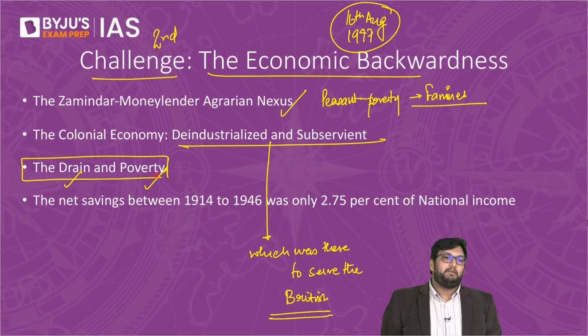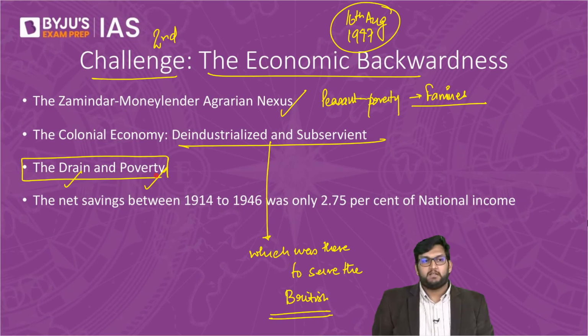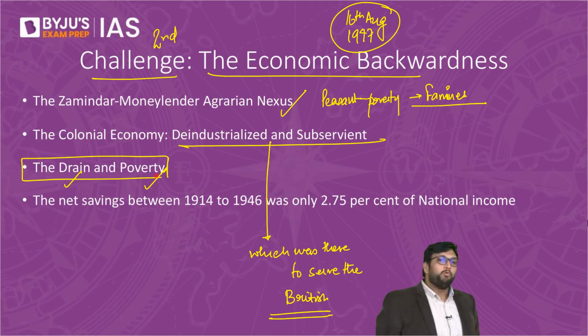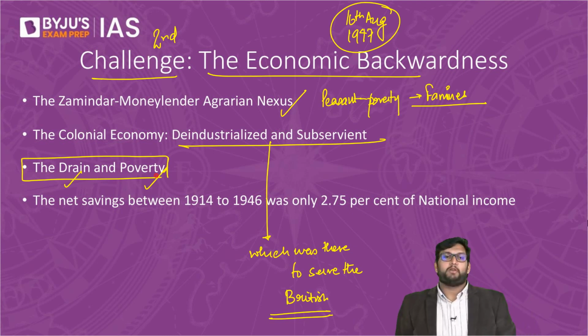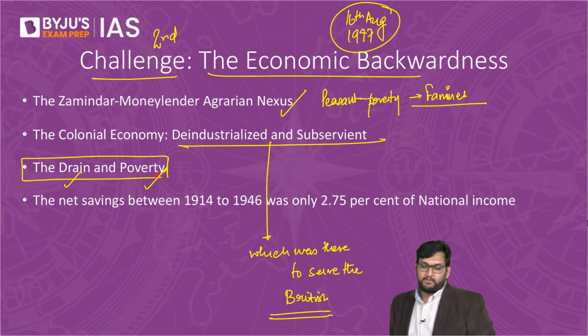Basically, if you look at the net saving, 2.75% of the national income had been saved between 1914 and 1946. 2.75%. If the national income was 100 rupees, we saved only 2 rupees 75 paisa. 98% was technically gone to the British. So when we were writing our constitution, we were literally bankrupt.